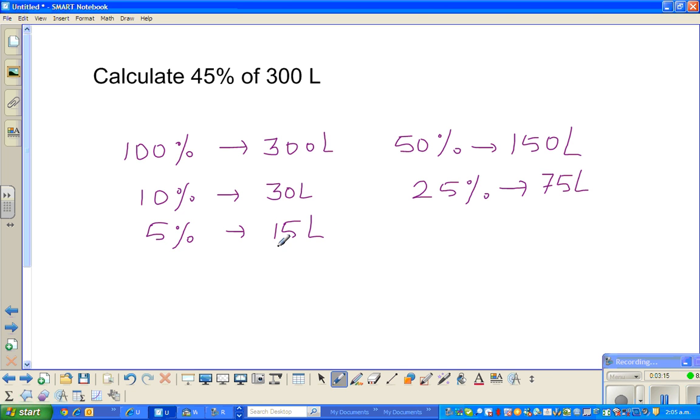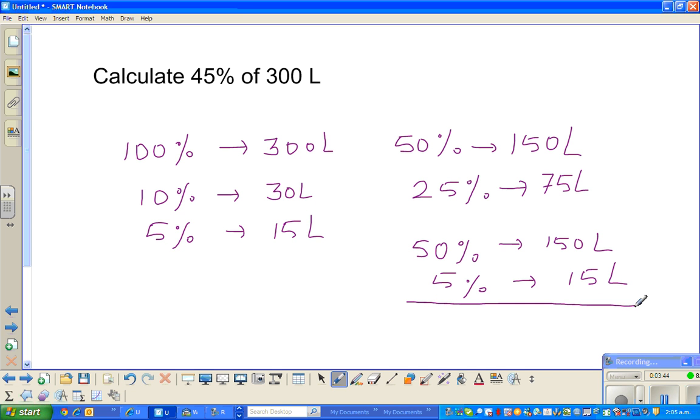So let us think about it in different ways. You want to find 45%. So which percentages can you use? Can I use 50% and 5% to get 45%? So 50% is 150 liters and 5% is 15 liters. Can I use these two to get 45%? Yes, I can. I can take away this, so that is 45%.